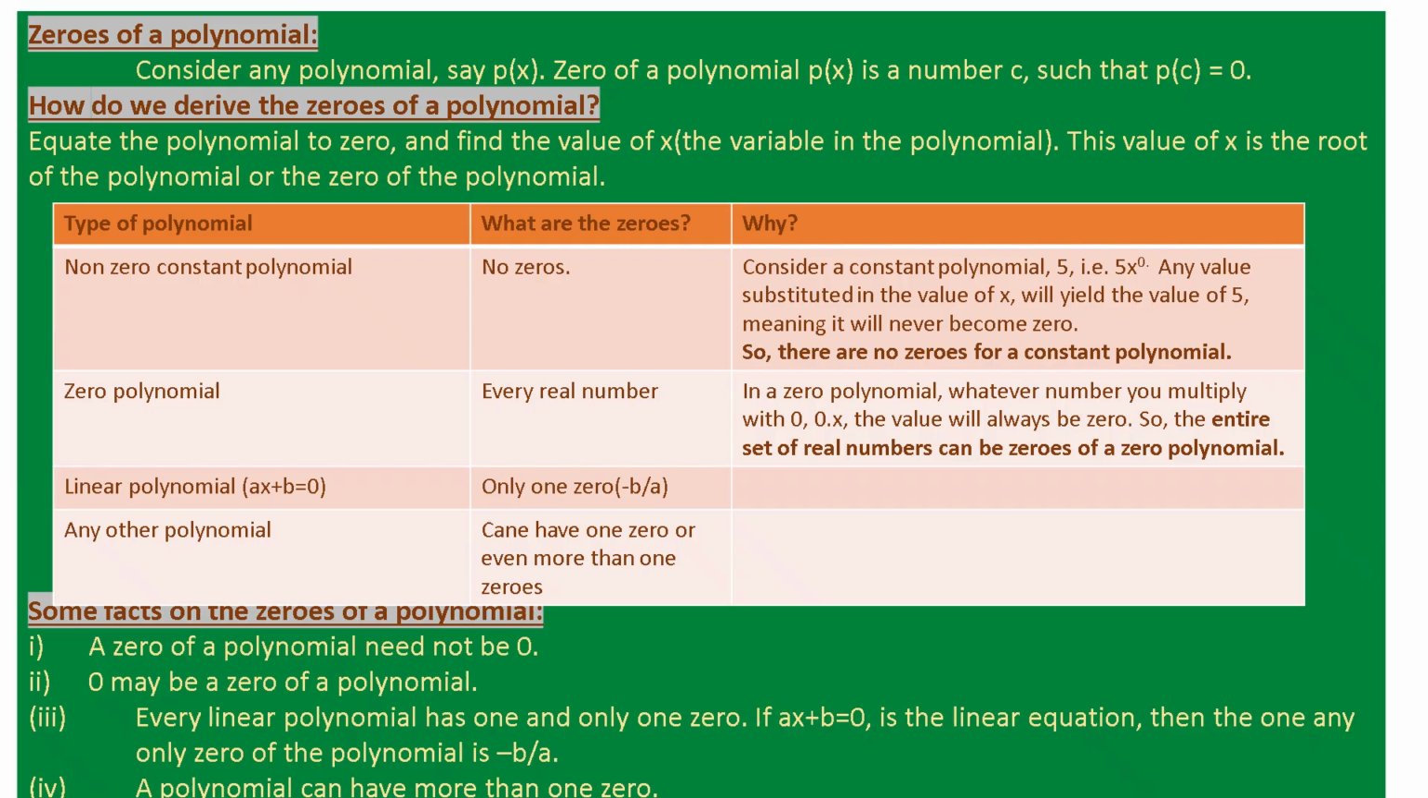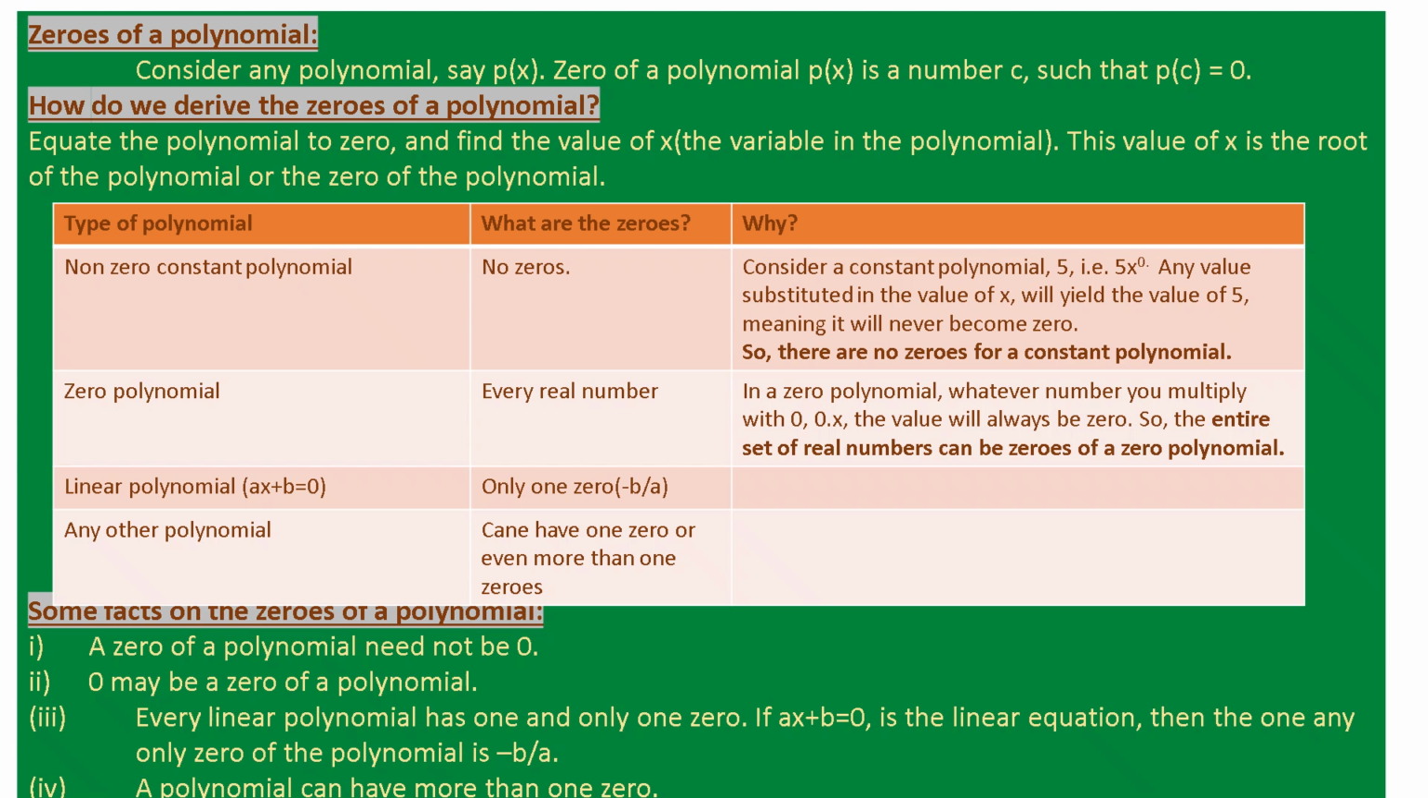How do we derive the zeros of the polynomial? Just equate the polynomial to 0 and find the value of x, the variable in the polynomial. The value of x is either the root of the polynomial or the zero of the polynomial. Let's take a quick glance at the types of polynomials and what the zeros of each of the various types could be. The first one is a non-zero constant polynomial.